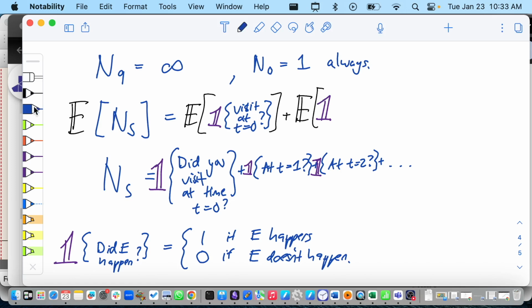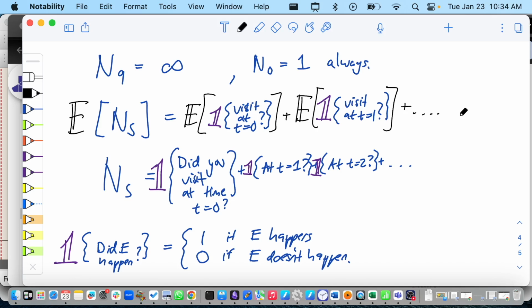Okay. So visit at time 2. Visit at t equals 1. And it's an infinite sum. It goes on forever. You could write it with a big sigma, but I don't want to scare people with sigma. It's an infinite sum. Did you visit at time 0? Did you visit at time 1? Did you visit at time 2? The fact that N_0 equals 1 is because this first term is 1 and all the other ones are 0. In general, all these expected values will be some numbers between 0 and 1, and you add them up. You do an infinite sum.